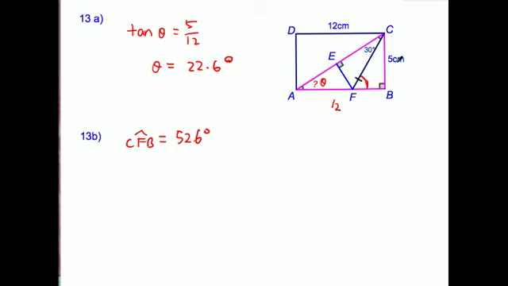Once we have the angle and the side, we can find CF. 5 over CF is sine 52.6 degrees. Once we have found CF, then we are ready to find the length EF, because EF over CF equals sine 30.